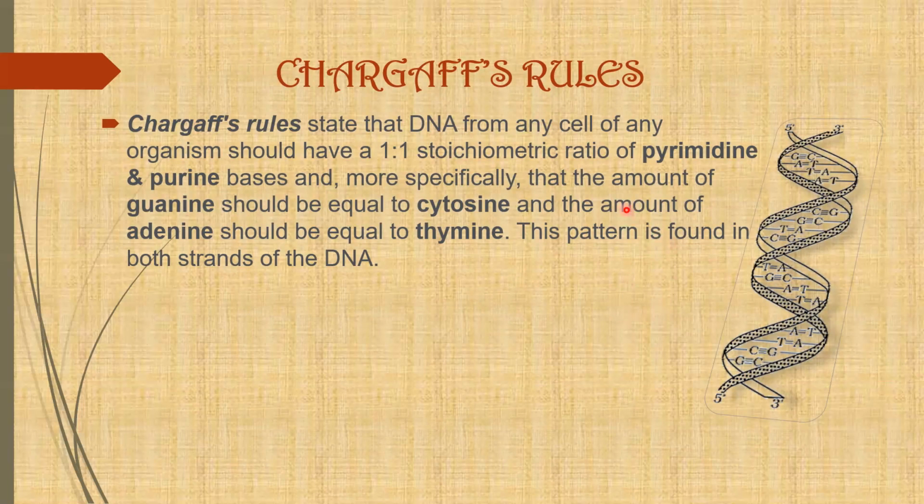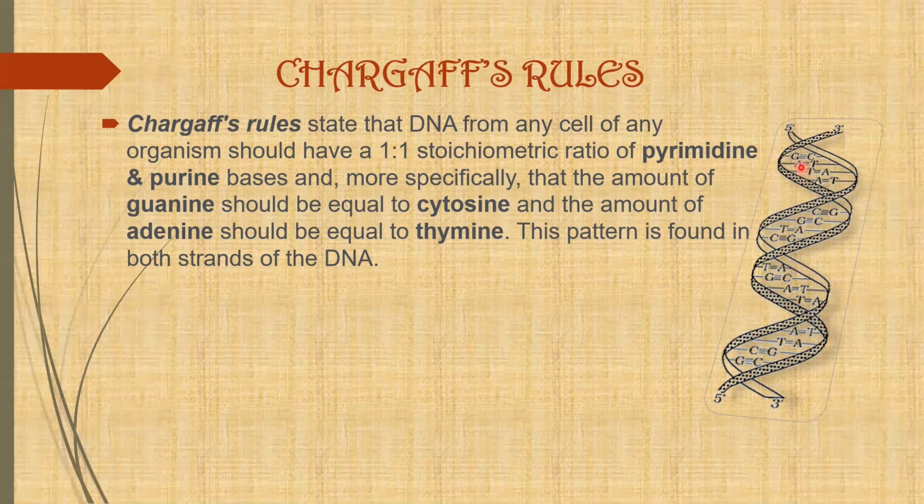Now, what is Chargaff's rule? Chargaff's rule states that DNA from any cell of any organism should have a 1:1 stoichiometric ratio of pyrimidine and purine bases, and more specifically, that the amount of guanine should be equal to cytosine and the amount of adenine should be equal to thymine. This pattern is found in both strands of the DNA.